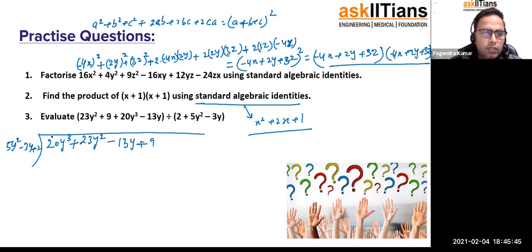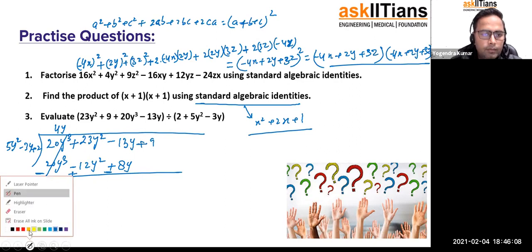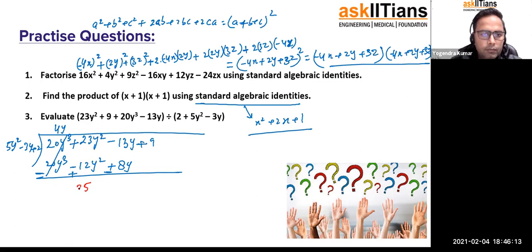Let's divide it now. So how much should I write here? 4y, so that we get 20y cube. And then here minus 12y square, then here plus 8y. So change the sign, minus plus minus. It will get cancelled. What are we getting here? I hope you're understanding this. Tell me, 35y square, then minus 21y plus 9.